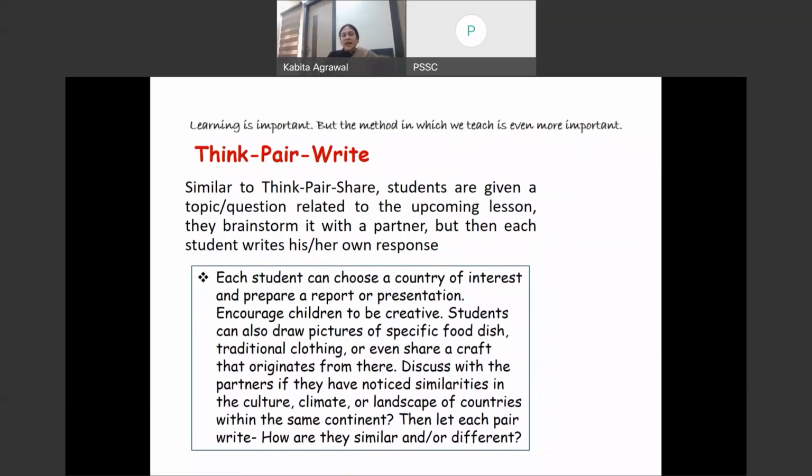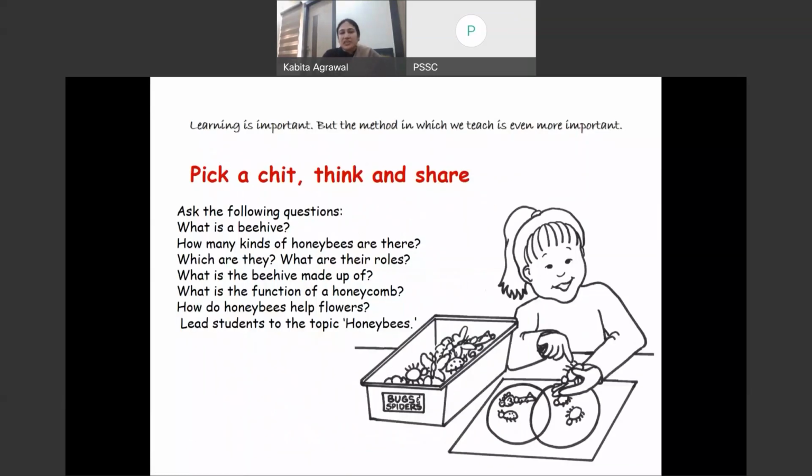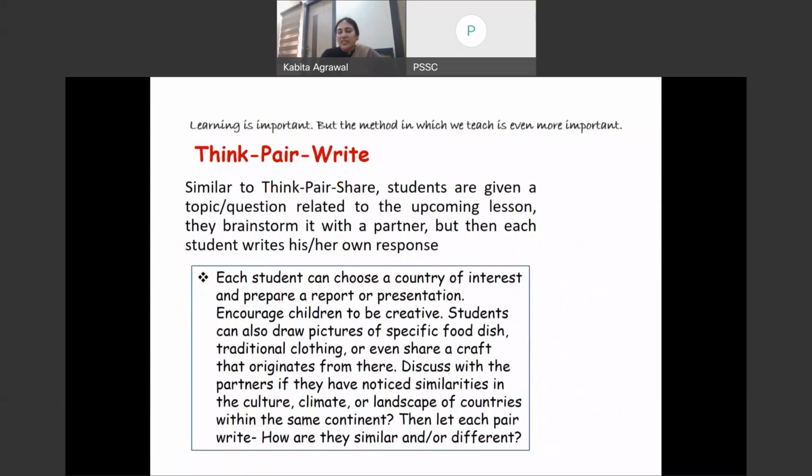Think, pair, and write. As we did with pick a chat, think and share. Again, here we have think, pair, and write. So you can pair up your children in teams, and they can discuss the upcoming topic or upcoming lesson, and write their responses, and then if required, discuss with the class.